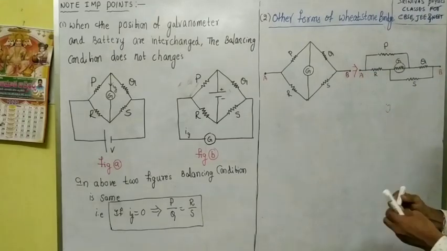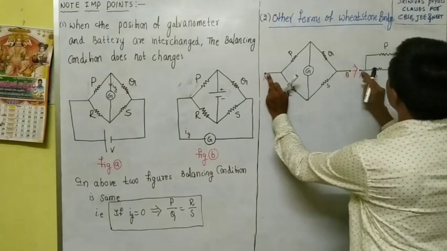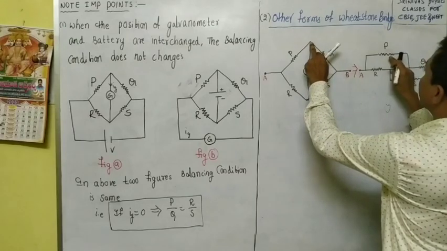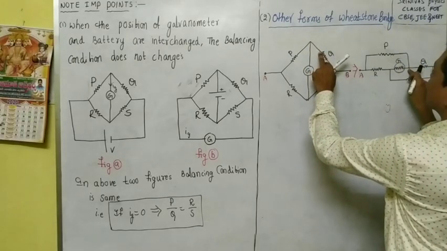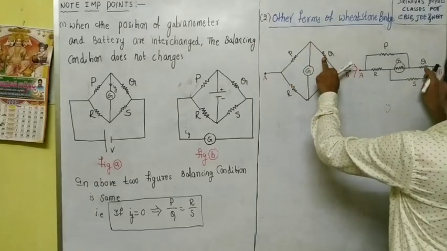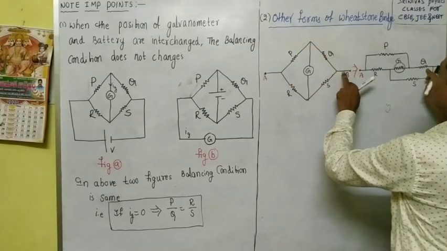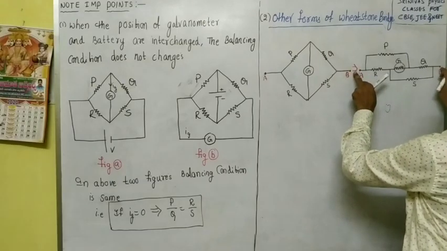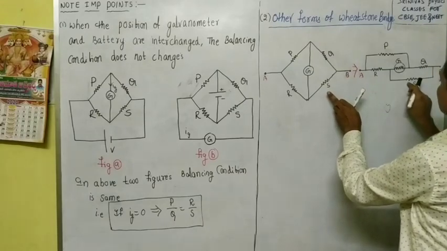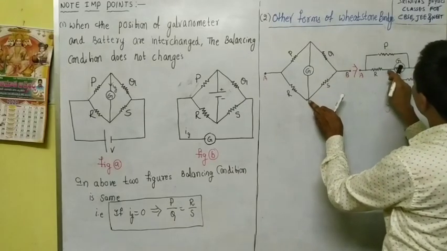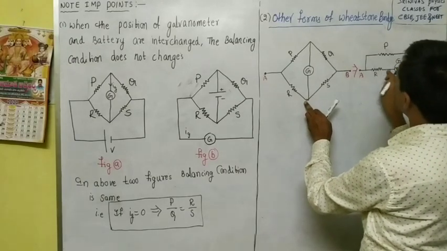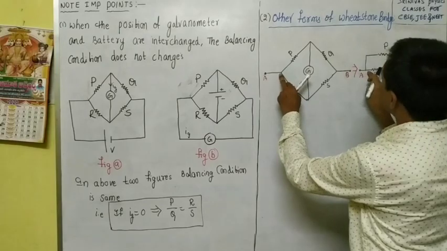Once again I will explain. You start from A, it goes to P, and then the P end is connected to Q. The Q's one end is connected to B, and the Q's other end is connected to S. The S other end is connected to R, and the R other end is connected to A.